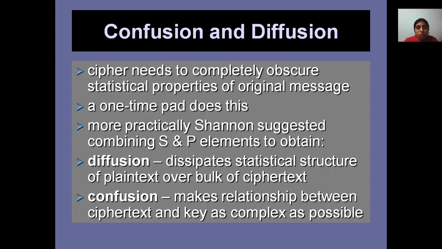But if you are applying the data, it should be in a form of confusion and diffusion. More practically, Shannon wanted the SP combination of elements. He defined that diffusion dissipates the statistical structure of the plain text over the bulk of the ciphertext. Dissipating means eliminating the structure of the plain text from the ciphertext, and confusion makes the relationship between the ciphertext and the key as complex as possible.